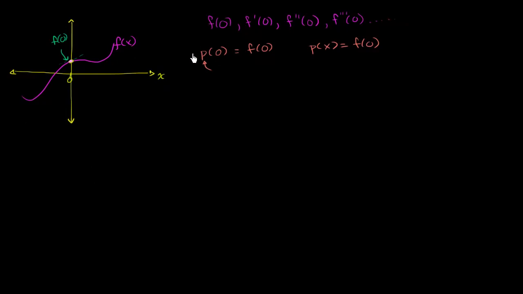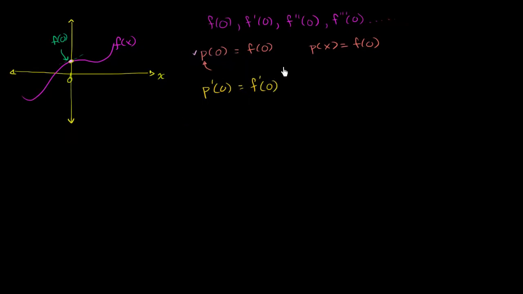So let's add some more constraints. Beyond the fact that we want p of 0 to be equal to f of 0, let's say that we also want p prime at 0 to be the same thing as f prime at 0. Let me do this in a new color. So we also want p prime. We want the first derivative of our polynomial, when evaluated at 0, to be the same thing as the first derivative of the function when evaluated at 0. And we don't want to lose this right over here.